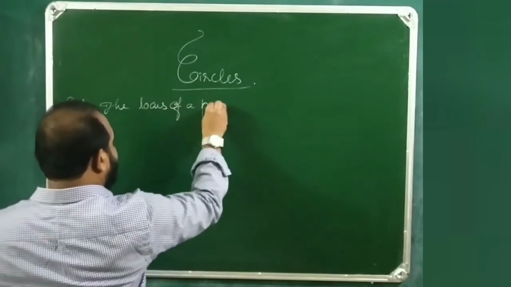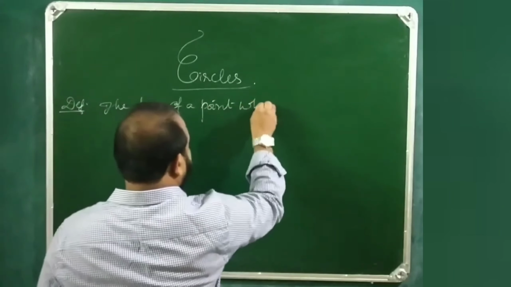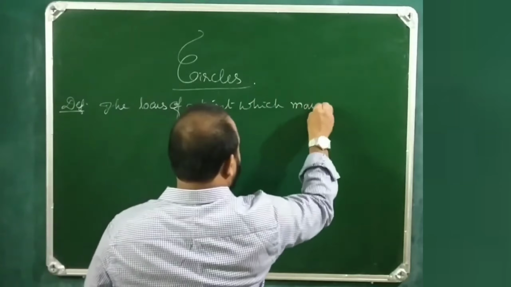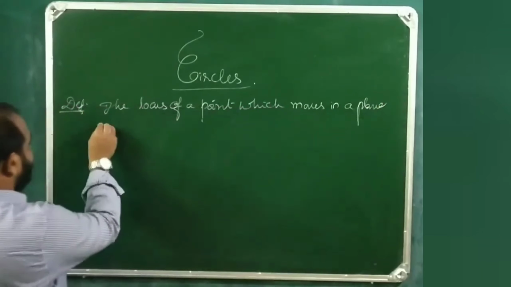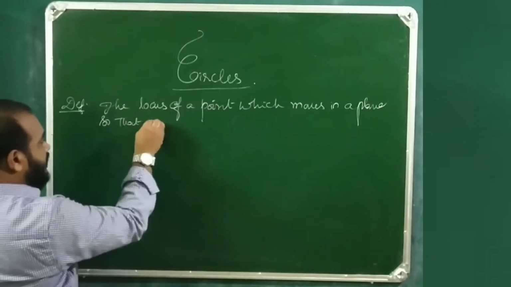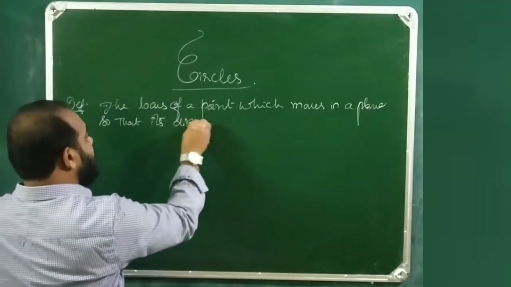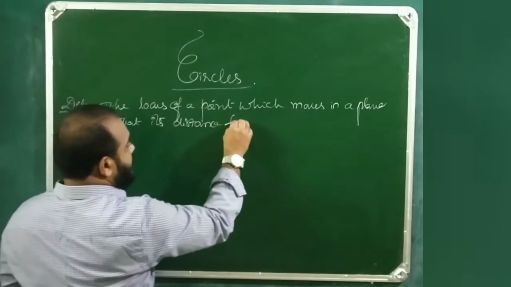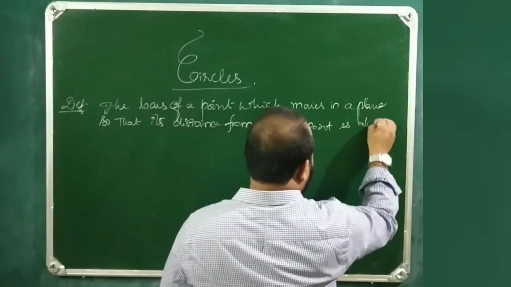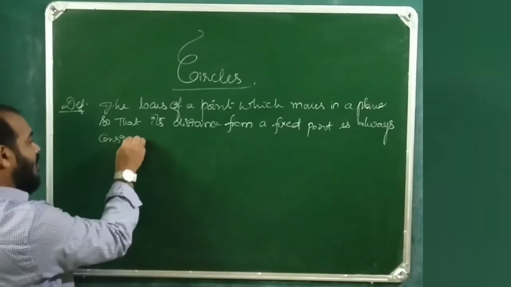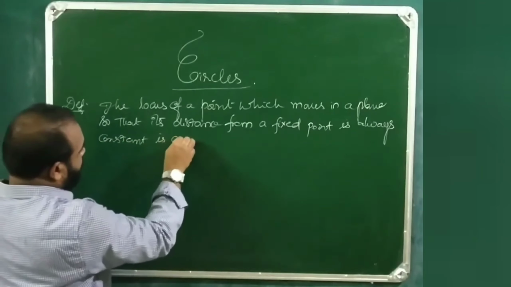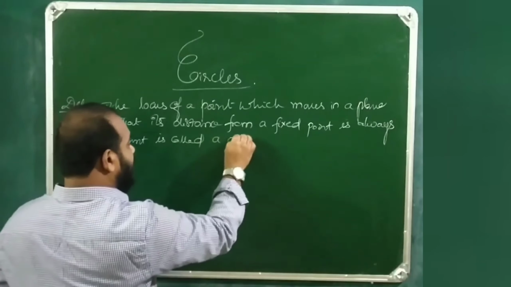So, the definition is: the locus of a point which moves in a plane so that its distance from a fixed point is always constant is called a circle.